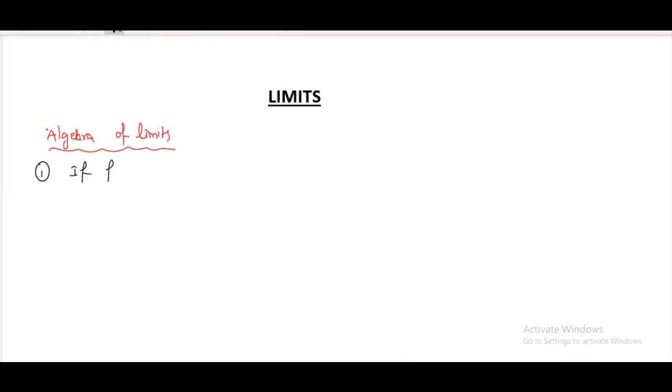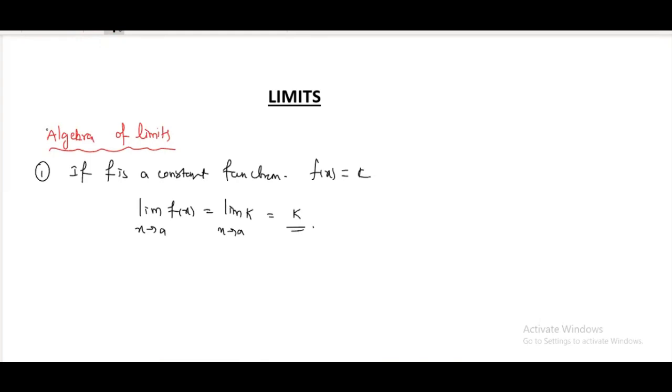If f is a constant function, let us assume that f of x is equal to k, then limit x tends to a of f of x is k directly. So if there is no x in the function, there is no need to substitute the x value. This is the first property.